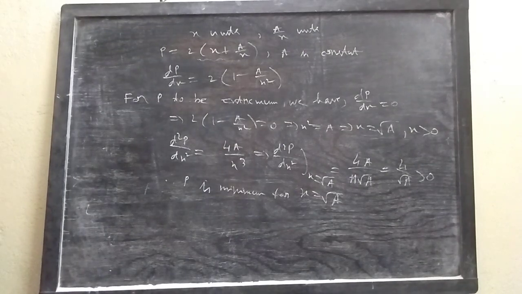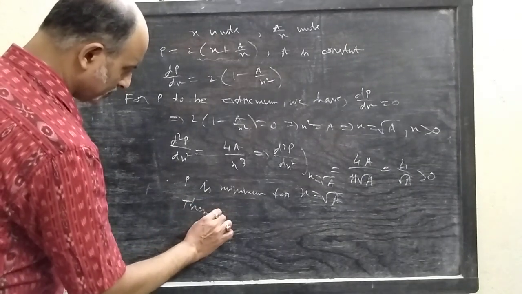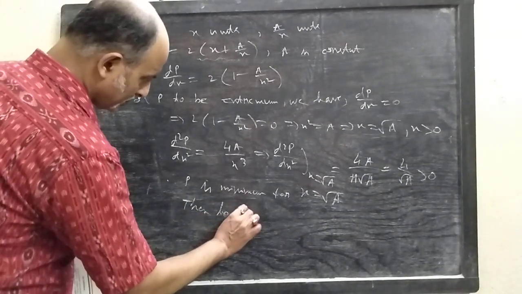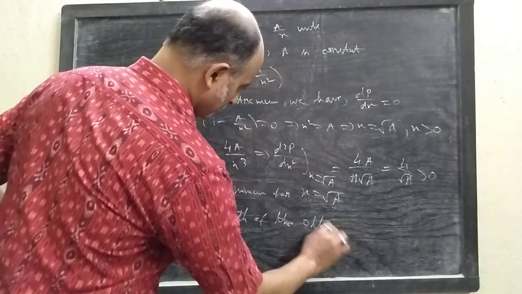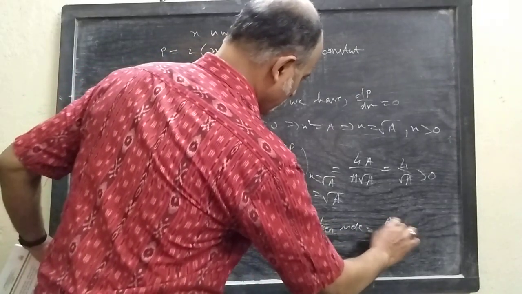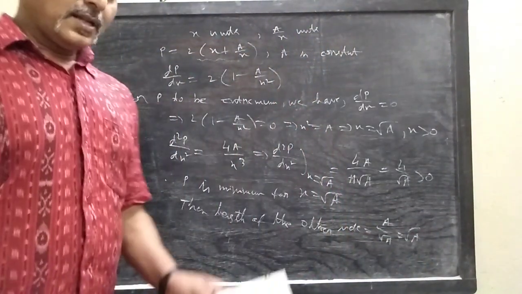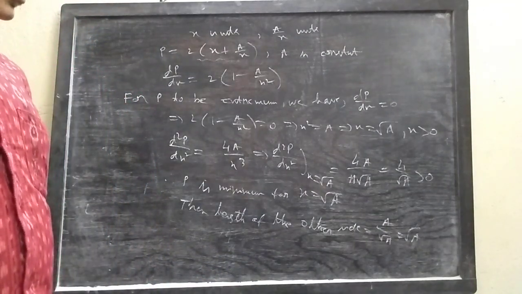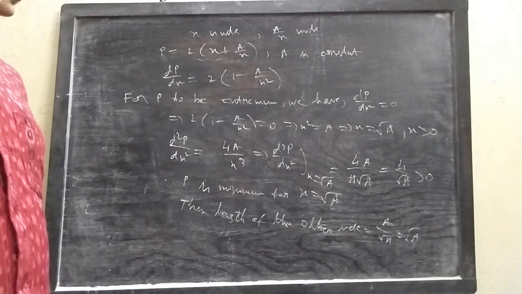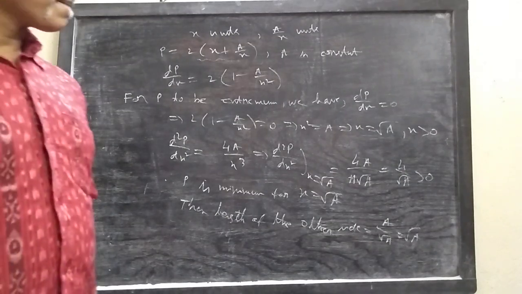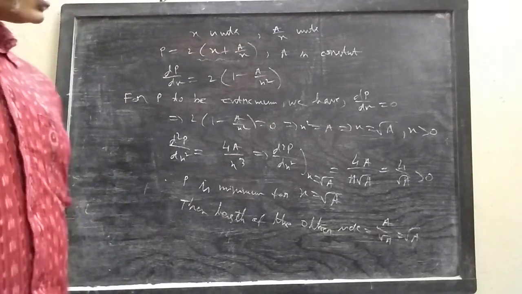And when x equals root A, the length of the other side will be A by root A, that is root A. So we find the lengths of a pair of adjacent sides of the rectangle are equal, both are of length root A, so it is a square. So what we have proved? We have proved that for a rectangle having a given area, that is a fixed area, its perimeter will be least when it is a square. Okay.